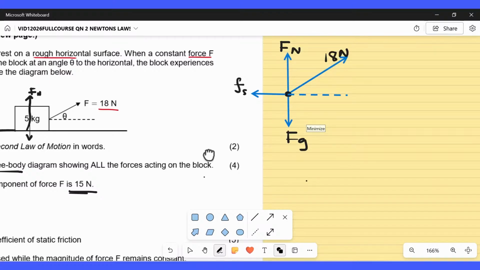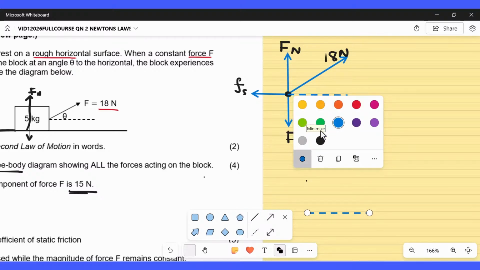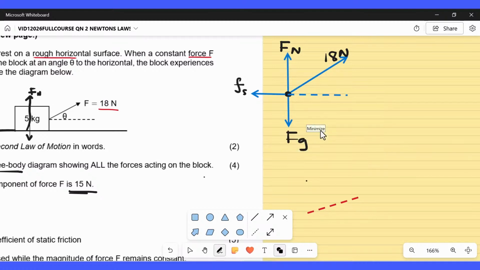Now all the components, horizontal and vertical, must be perpendicular to each other, and they must be pointing where the original force is, the 18 starting from here to here. So this is our horizontal component, which you call Fx, and this is our vertical component, which you call Fy. Now this is our angle theta here. The question gave us our Fx as 15 newtons, and we're looking for theta.